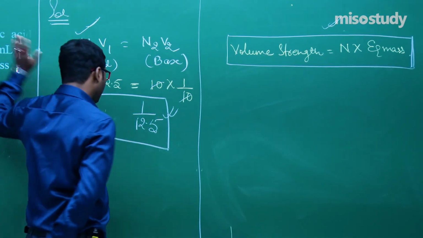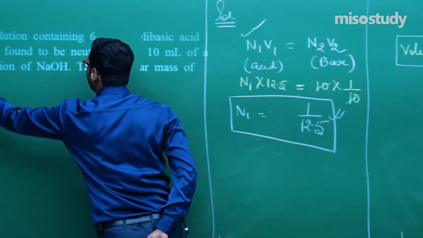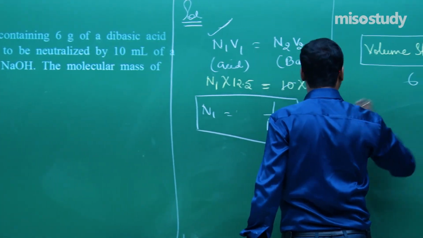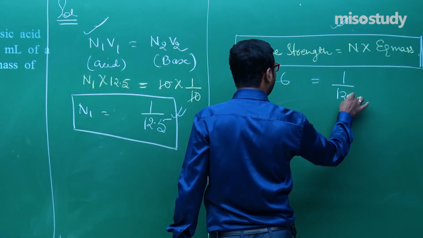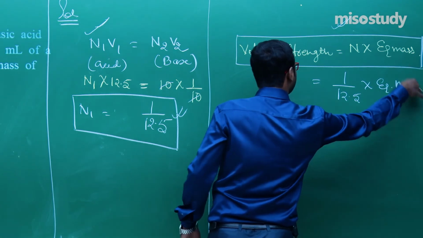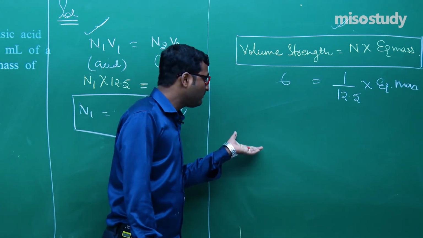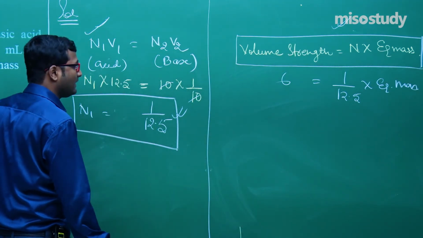Volume strength, look at the question here. 6 gram of dibasic acid in 1 liter. Volume strength, that is 6. Okay, sir. And normality is equal to 1 upon 12.5 into equivalent mass. Yes, sir, you are correct. It's your turn. Why am I going to solve, friend? You are very much talented. This is simple. You have to put the value according to the data, and the data is given here.